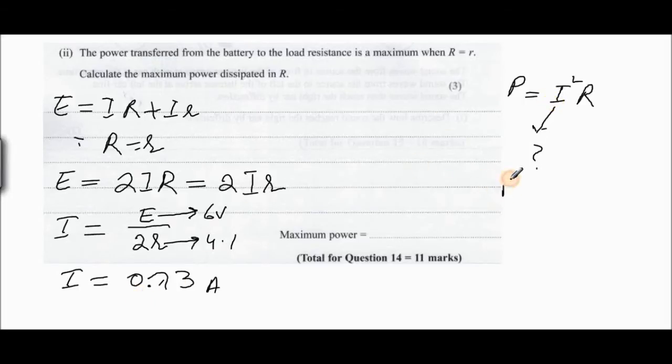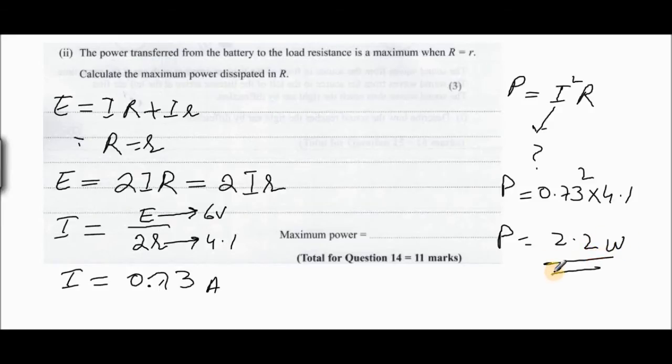Use this current in the equation P is equal to 0.73 squared into 4.1, which is the internal resistance that we found in the previous part. So the maximum power dissipation is 2.2 watt. This is my final answer.